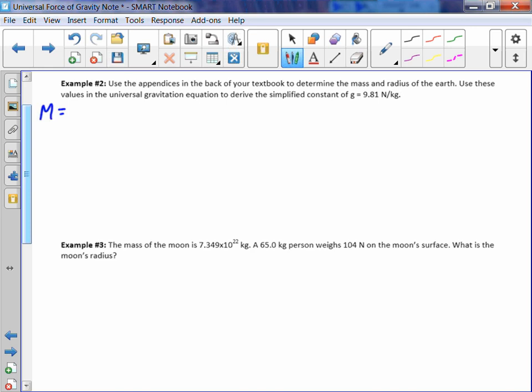Do we have universal constants in our textbook? I forget these values all the time. I think it should be at the very back of the textbook. Mass of the Earth.